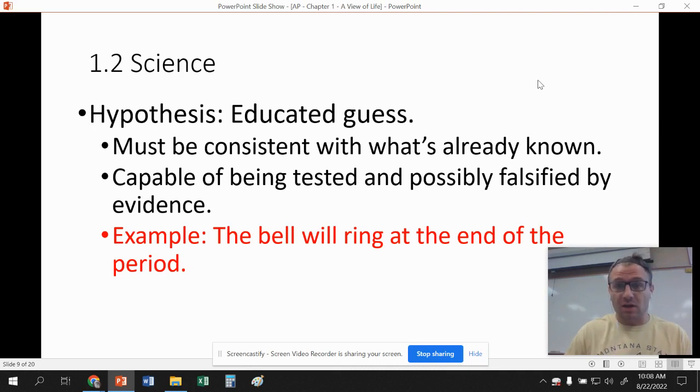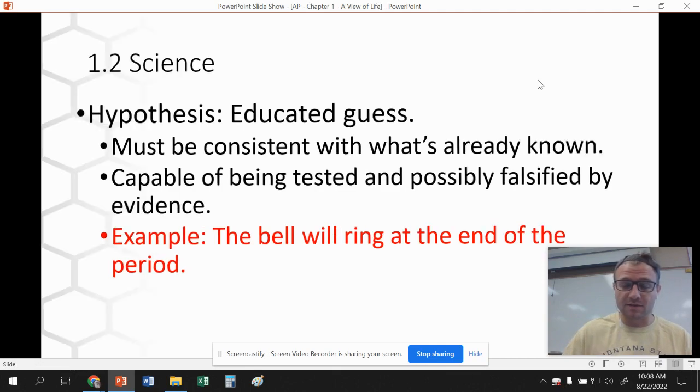The bell will ring at the end of the period. We can test that. We can obviously test that. That's a working, that's a decent hypothesis.